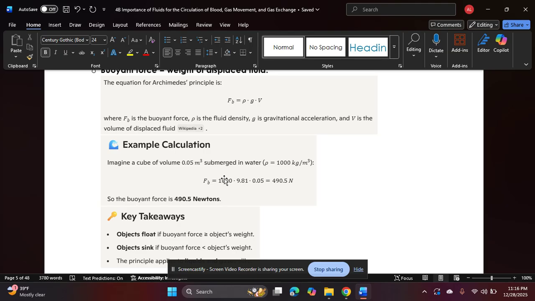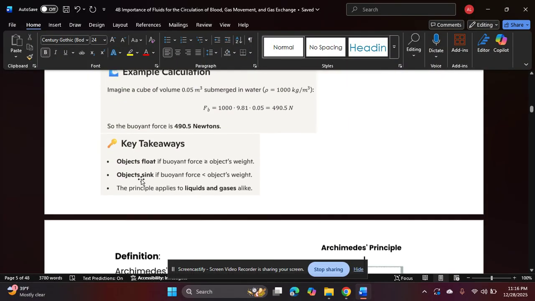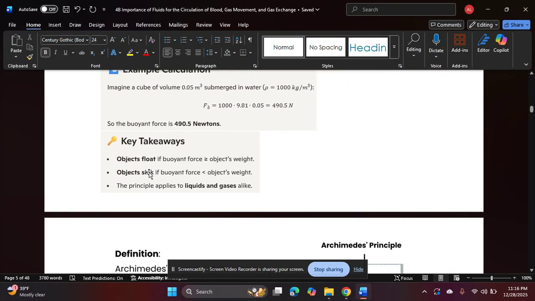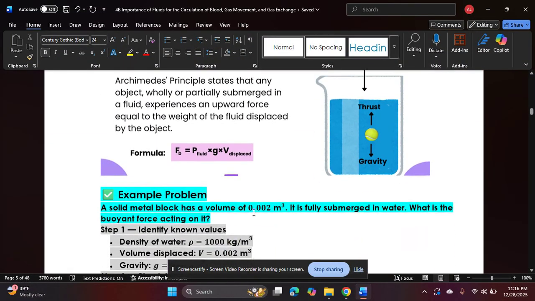So this can very easily be around 500, right? 0.5. Okay. Alright, so key takeaways. Objects float if buoyant force is greater than or equal to the object's weight. Objects sink if buoyant force is less than the object's weight. So if the fluid is not displaced enough, that's when it's going to sink. The principle applies to liquids and gases, so it applies to both.